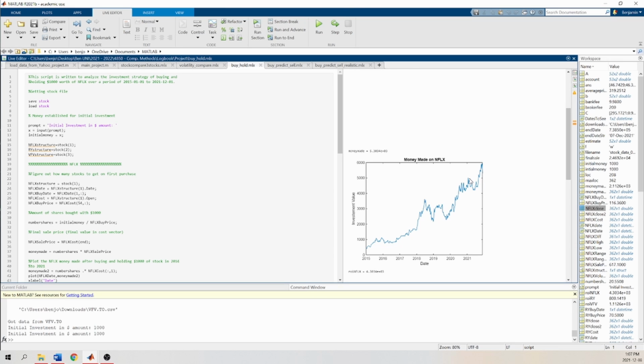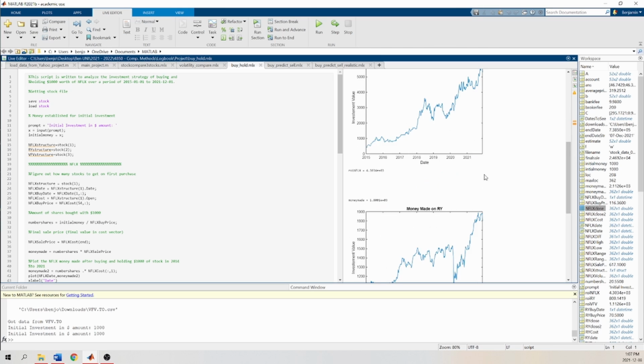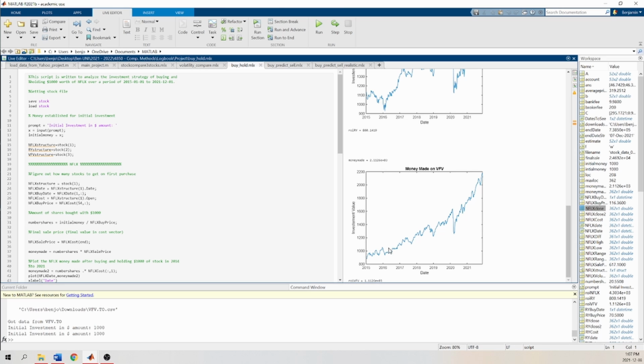So basically here you can see that with an investment of $1,000 in Netflix in 2015, now we have the current value of $6,000, which is quite amazing growth. And then we have on RBC, it will be the same thing, except it would be $1,900, and then the S&P 500 is actually $2,200, so making even more there.